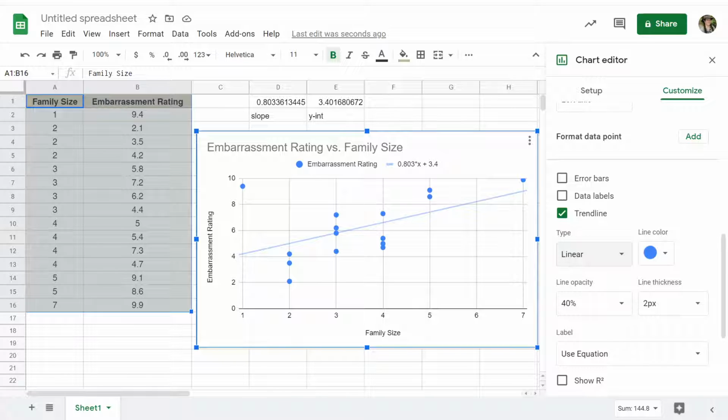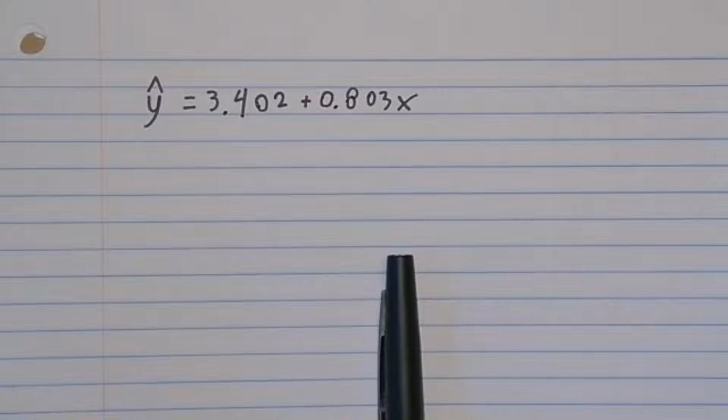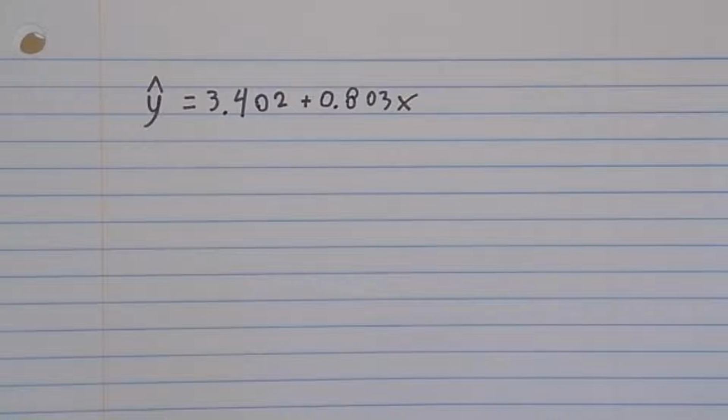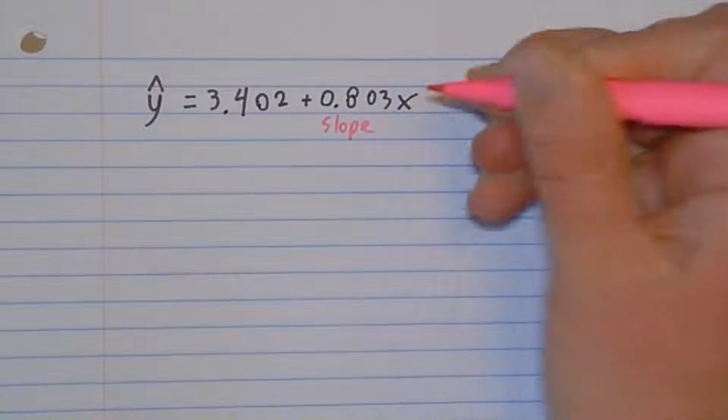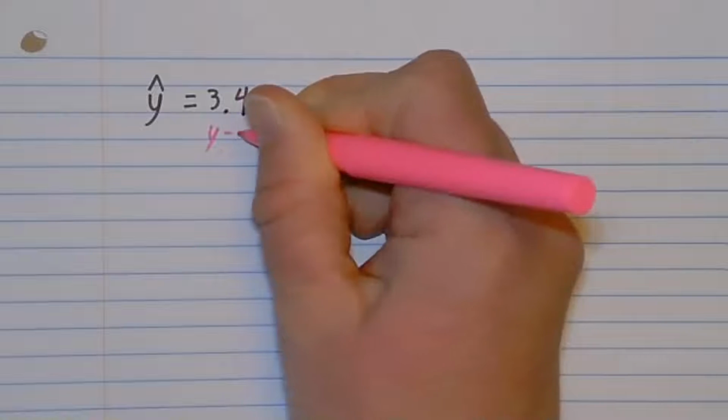Once we have that information, we can go back to our work. We've got the equation there. And we need to actually do some things with that because they asked us to find the equation, so we've done that. Interpret the slope and the y-intercept in the context of the scenario. So this is our slope, and this is our y-intercept.